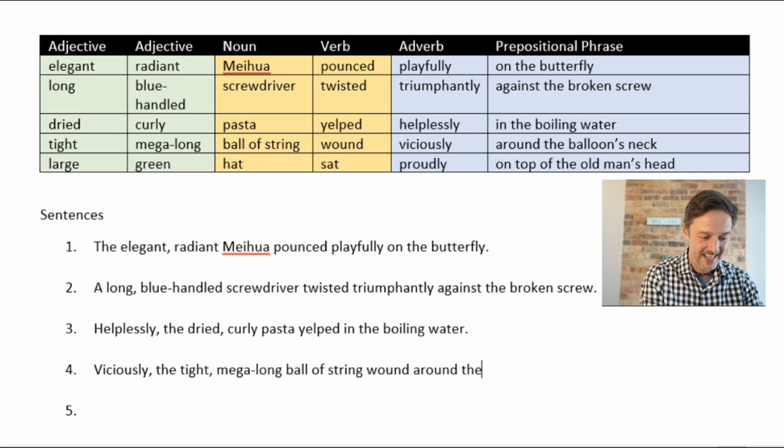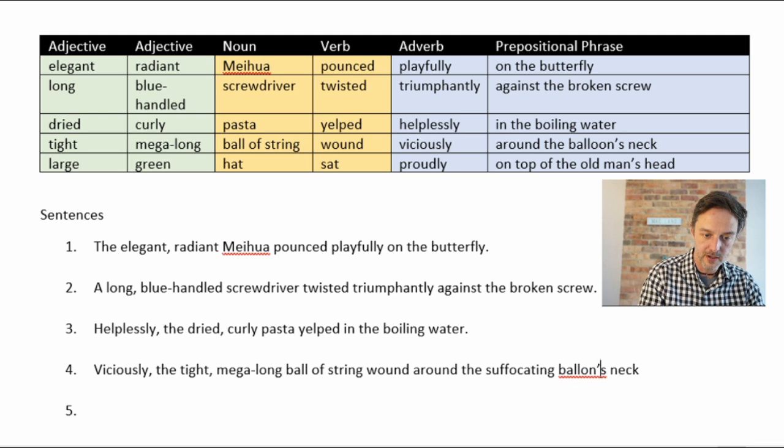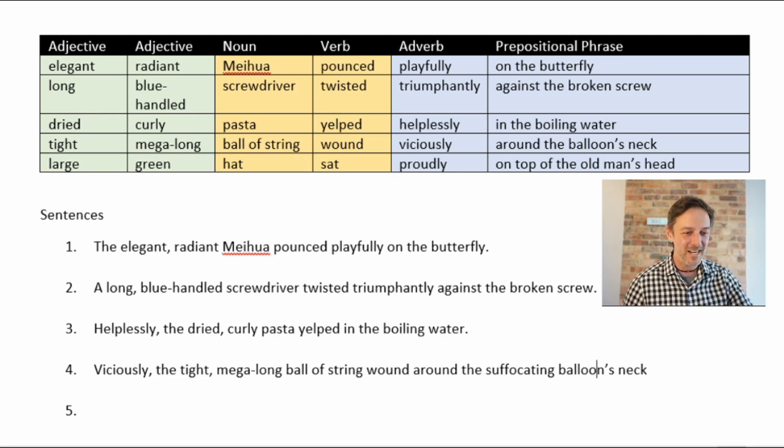Wound around the... I could put an adjective in front of balloon. How was the balloon feeling, maybe? Around the suffocating balloon's neck. Oh, suffocating balloon's neck. I've spelled balloon's wrong, I think. I missed an O. Let's go back and put it in. No, that's a P. That's an O. Viciously, the tight, mega-long ball of string wound around the suffocating balloon's neck. Oh, these are getting better. Bam! What else could I possibly do here?